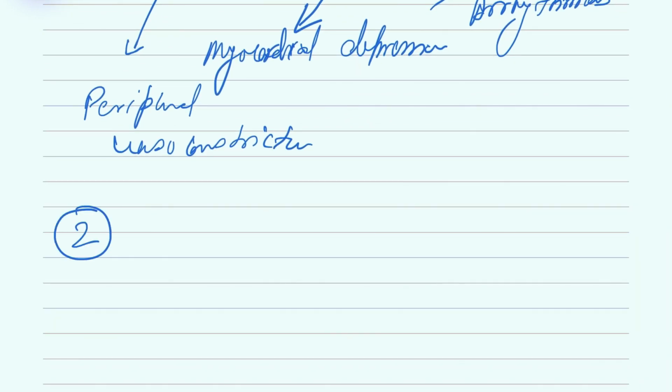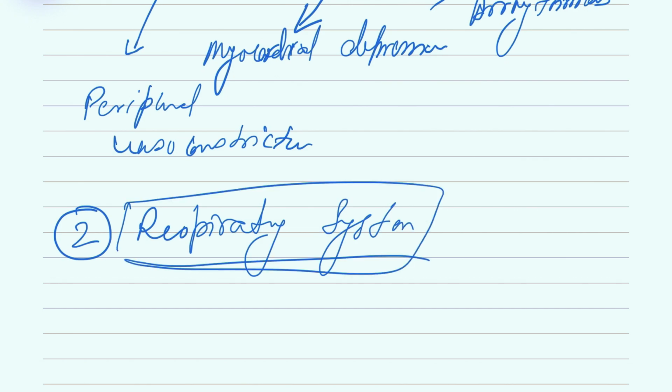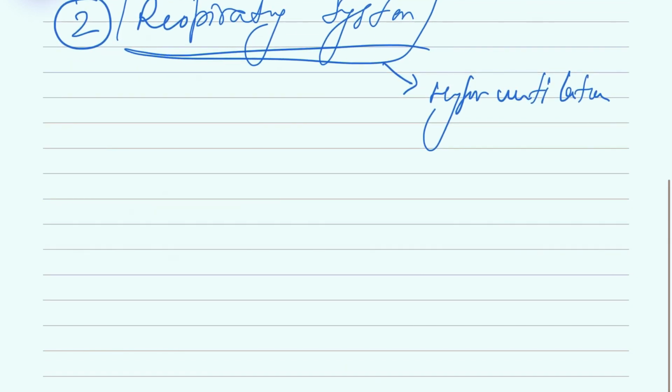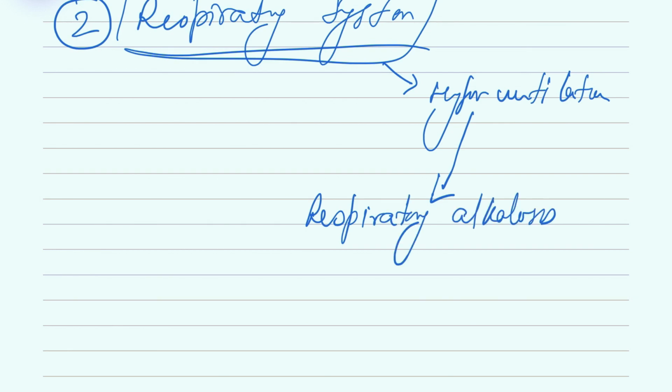Coming to the respiratory system, it can cause hyperventilation, which will lead to respiratory alkalosis, which will ultimately lead to a left shift of the oxygen dissociation curve. That means it will increase the affinity of oxygen to the hemoglobin.